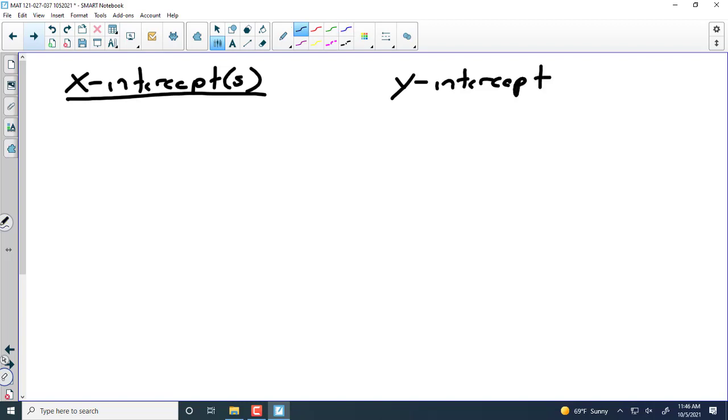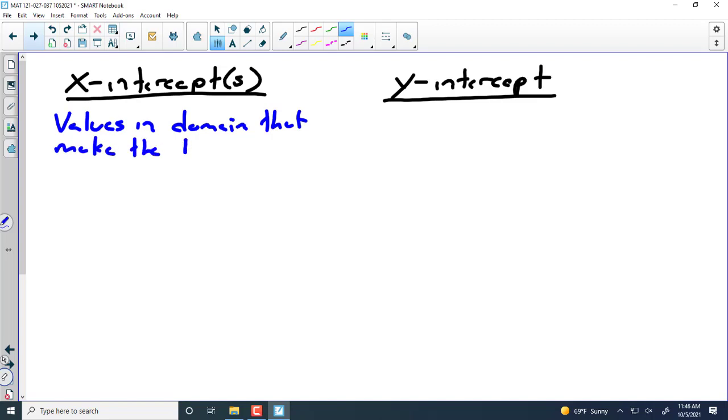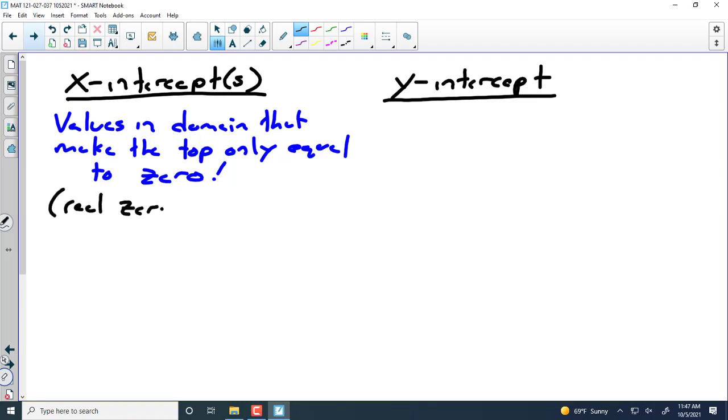X-intercepts and the y-intercept. X-intercept: values in the domain that make the top only equal to 0. An x-intercept is a value that makes the top equal to 0. It has to be a real number, so that's why I say in the domain. So in other words, it's the real zeros of the numerator.